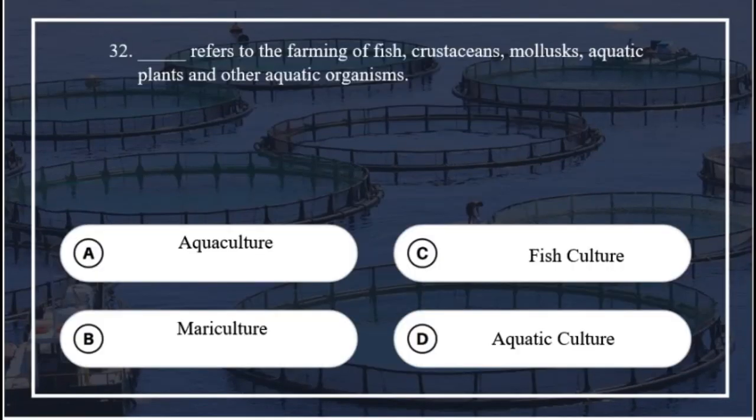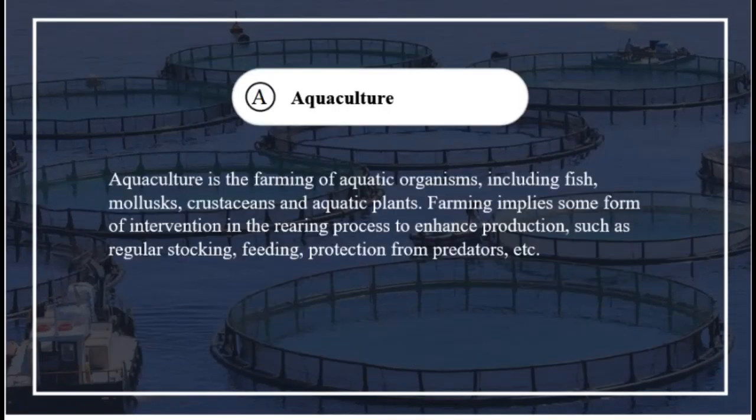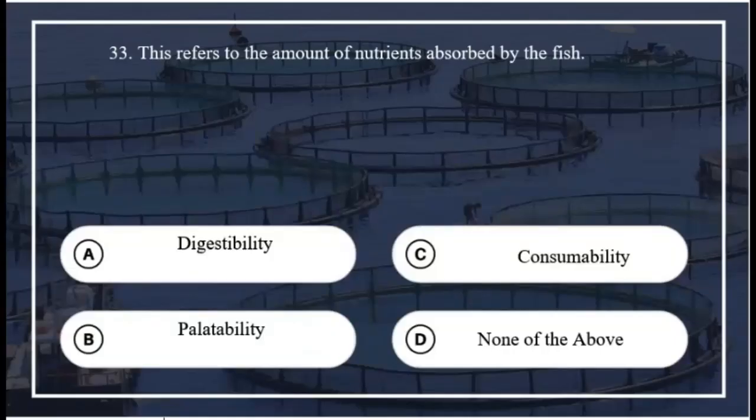32. Blank refers to the farming of fish, crustaceans, mollusks, aquatic plants, and other aquatic organisms. A. Aquaculture. B. Mariculture. C. Fish culture. D. Aquatic culture. Answer: A. Aquaculture is the farming of aquatic organisms, including fish, mollusks, crustaceans, and aquatic plants. Farming implies some form of intervention in the rearing process to enhance production, such as regular stocking, feeding, protection from predators, etc.